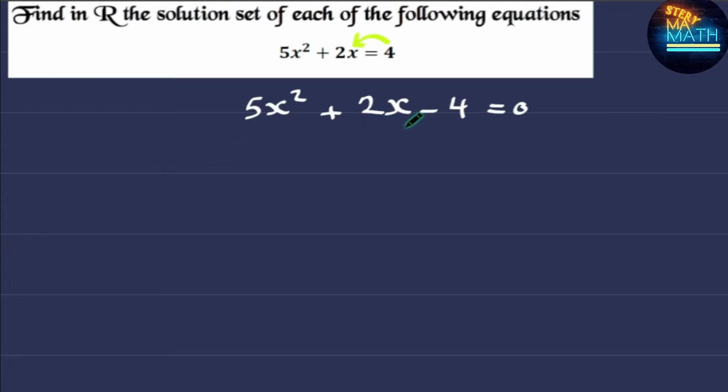ax squared plus bx plus c is equal to 0. a is the coefficient of x squared, which is 5, so a is equal to 5. And b is the coefficient of x, which is 2, so b is equal to 2. And c is the constant term, which is negative 4, so c is equal to negative 4. But make sure that each number is taken with its sign, whether it's positive or negative. So here, for example, c is equal to negative 4, not 4, right?